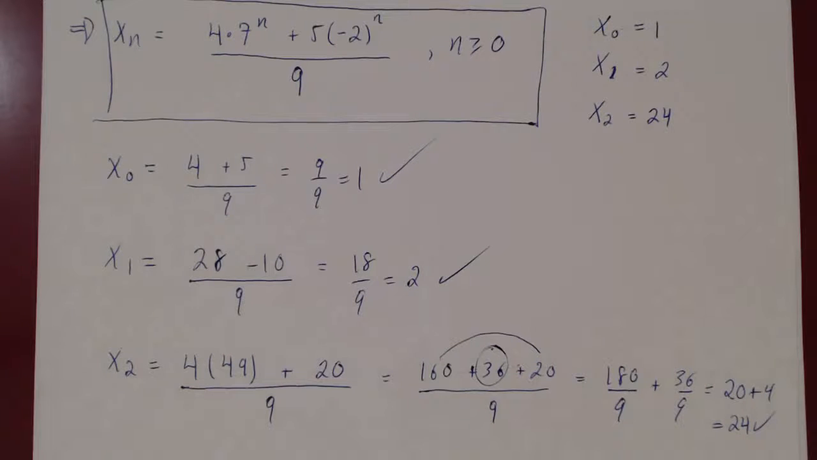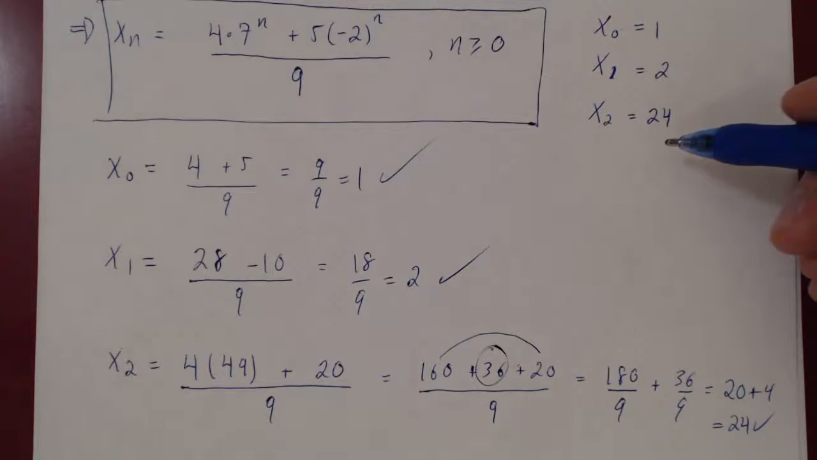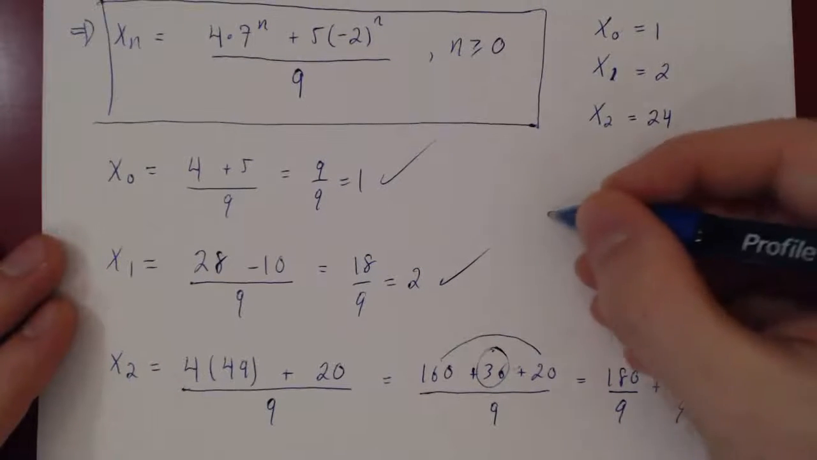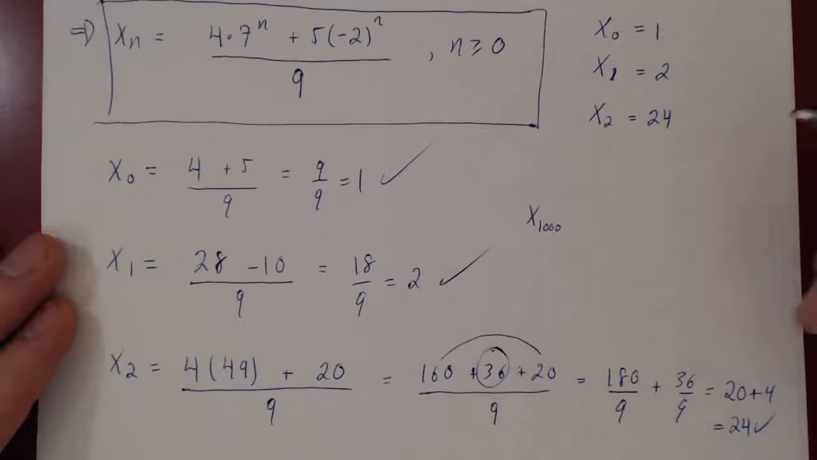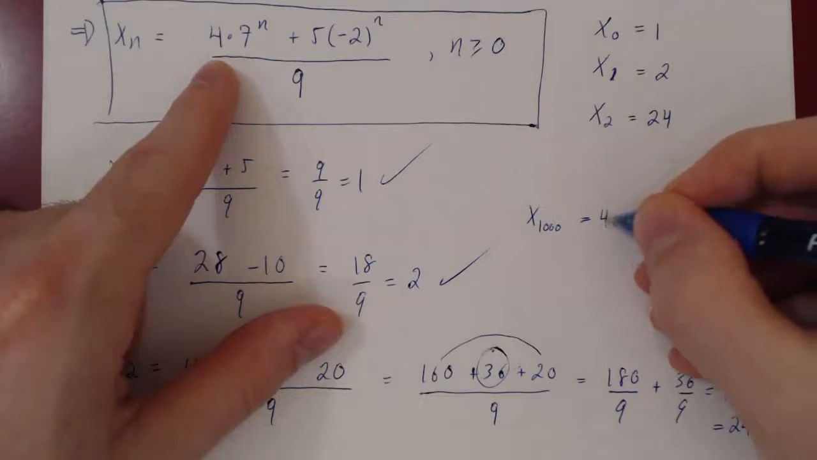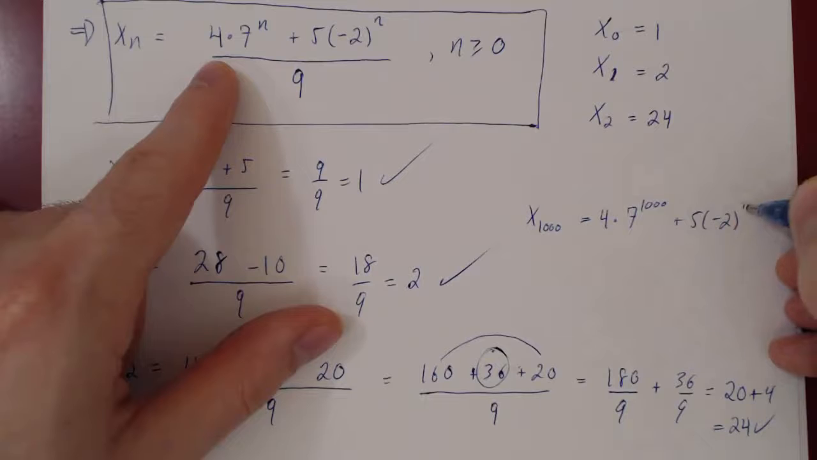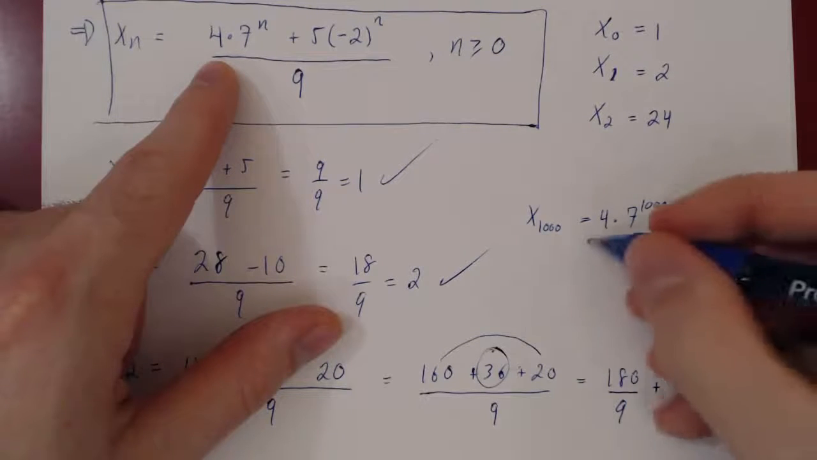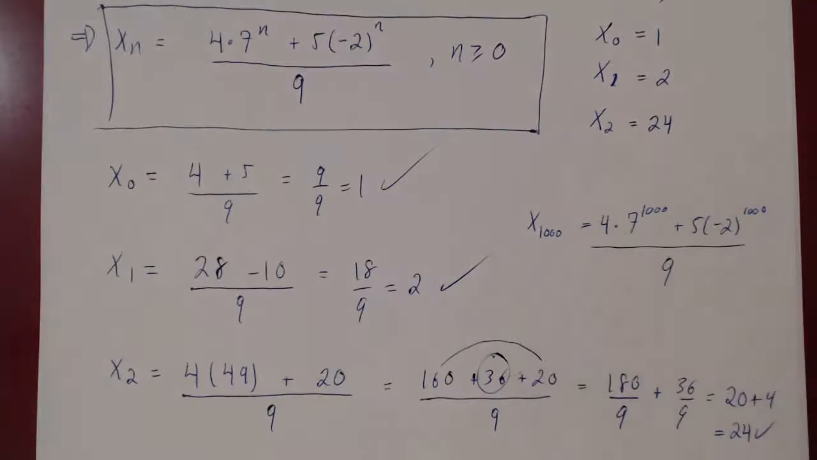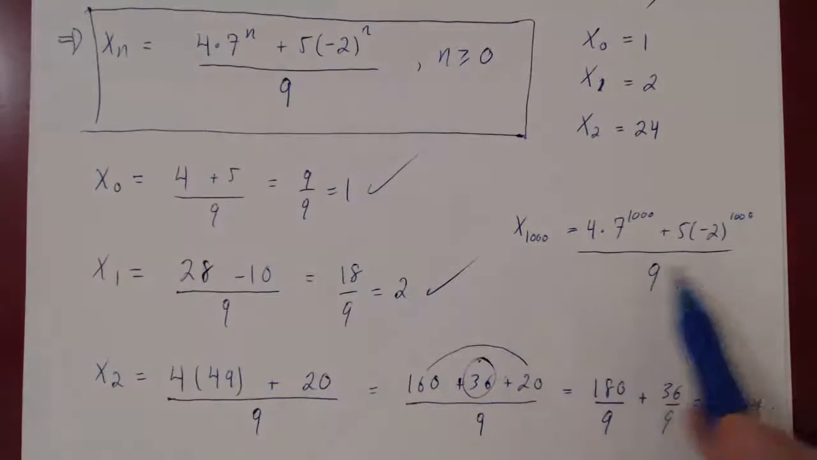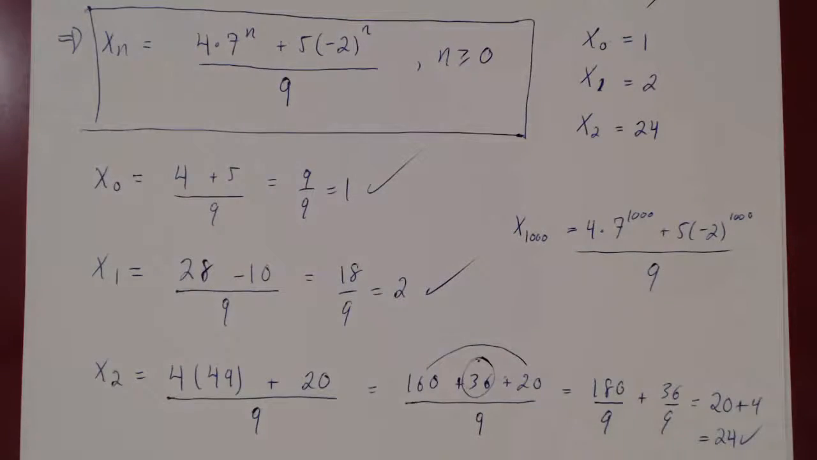So now, if I said what is the thousandth term of the sequence, you no longer have to say, okay, I'll find x3, then I'll find x4, x5, up to the thousandth term. All you got to do is say, well, x 1,000 would simply be 4 times 7 to the 1,000 plus 5 times negative 2 to the 1,000, all over 9. This would be a really, really big number, but you didn't have to compute any of the previous 1,000 terms.